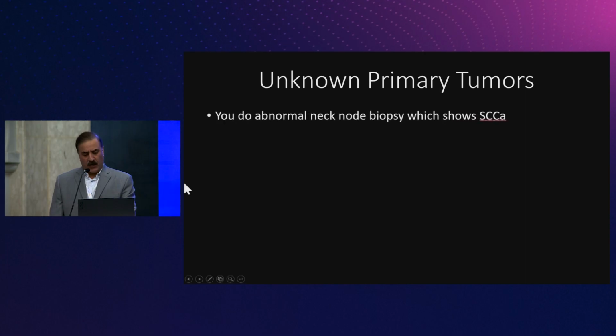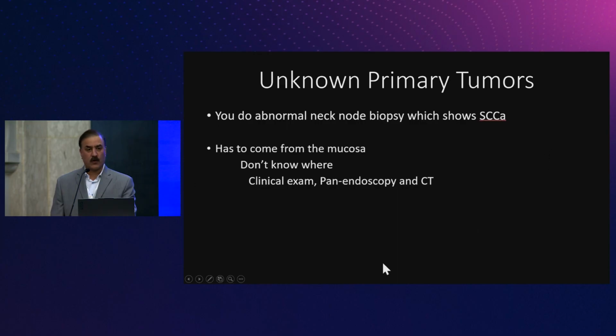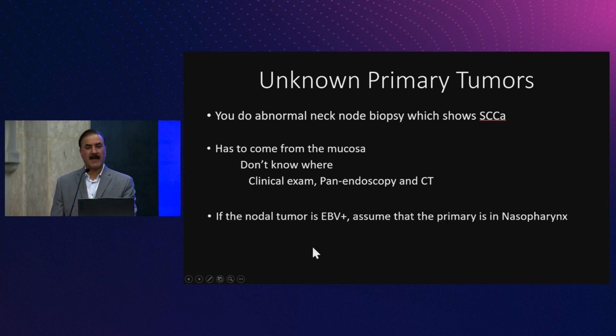I already touched on this. You do a nodal biopsy which shows squamous cell carcinoma. They do all their testing. They don't see anything. We do a CT. We don't really pick up anything. The node comes back as EBV positive. We have to assume, till proven otherwise, that the primary is from the nasopharynx.